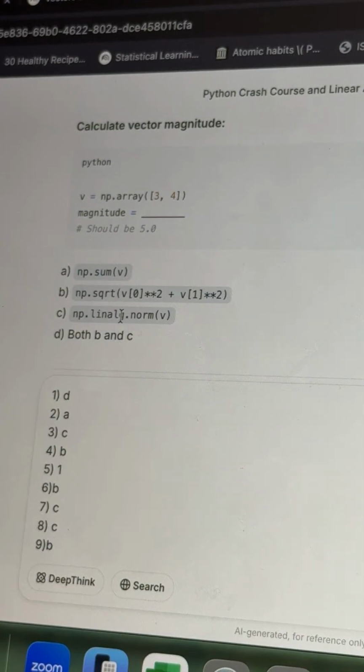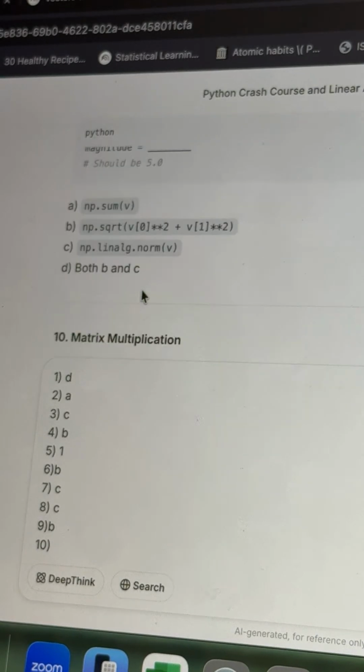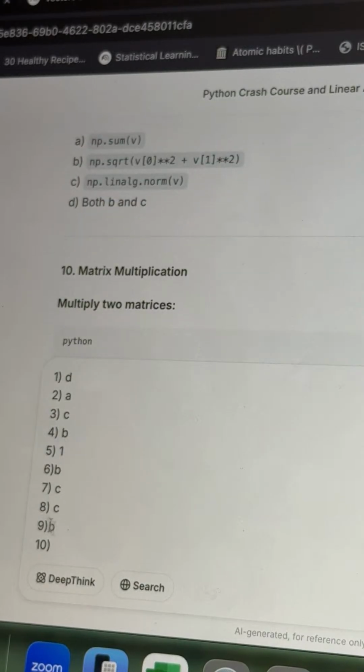Oh, okay. Now that's confusing because I don't know about this linalg dot norm. So what could that be? It's either B or D, but I'm sure about B because that's one way to do it. Linalg dot norm. Maybe it is D. Let's put D.